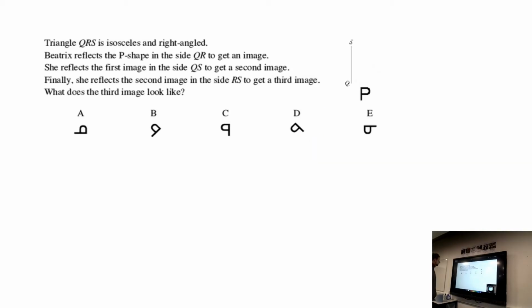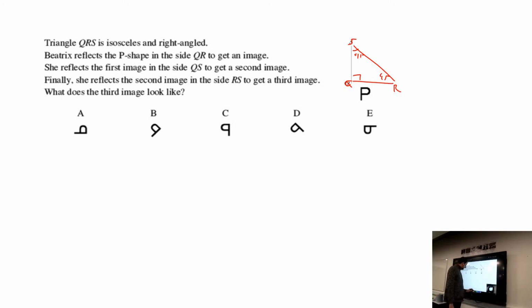So we have a triangle QRS, which is isosceles and right angled. Okay, so we have a right angle triangle. Let's draw it. This is the S, that's the Q, this is the R. If this is 90, this has to be 45, this has to be 45. Remember, isosceles means you've got two angles the same and two sides the same, so it's isosceles as well. So we have P.